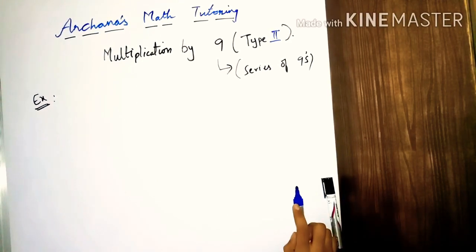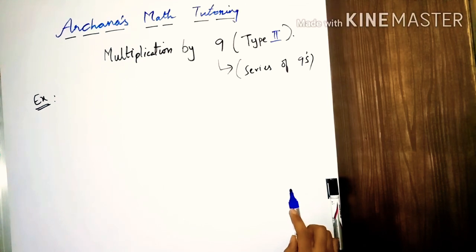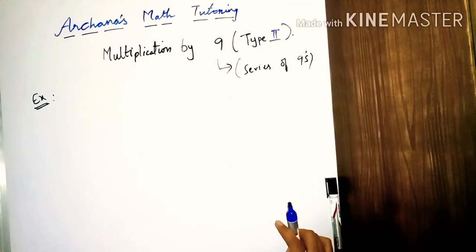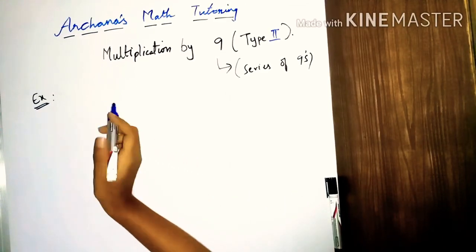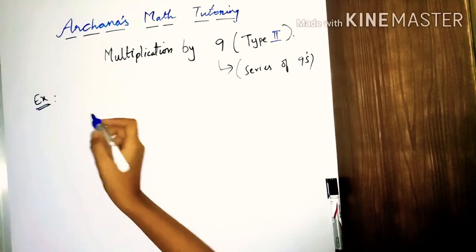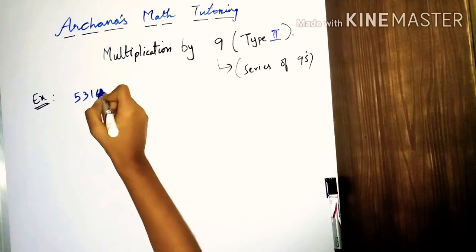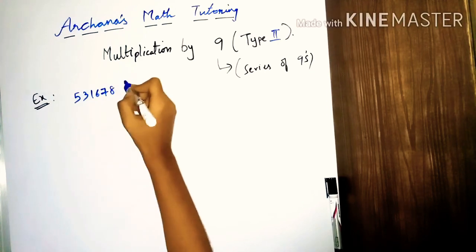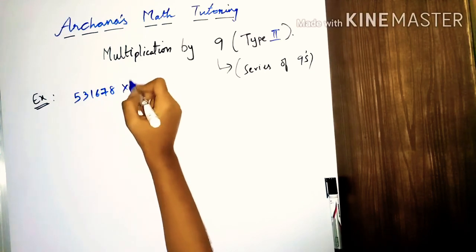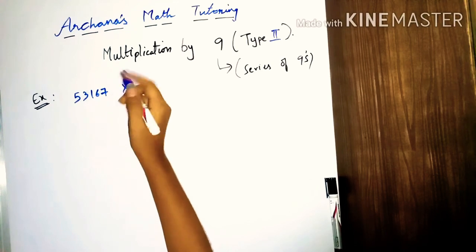So I'll give you an example and let's see if you could solve that. I'll take something larger this time. So 531678 and let's see by doing it with the 0.